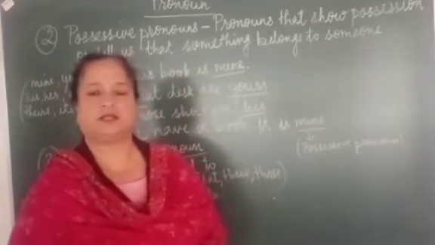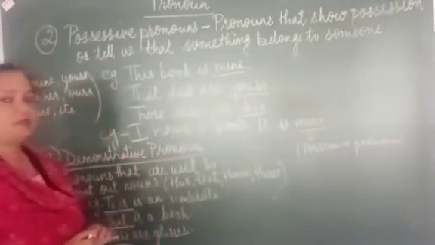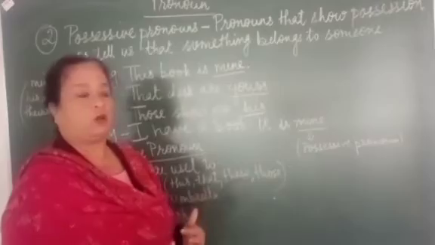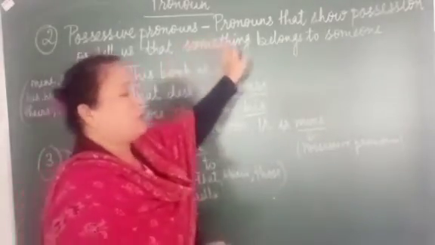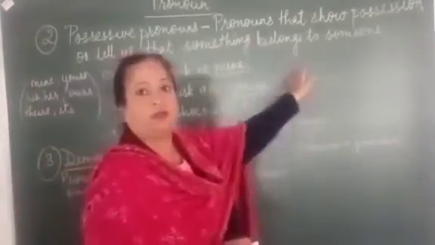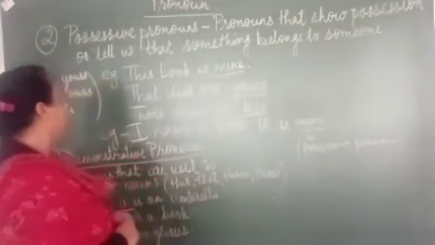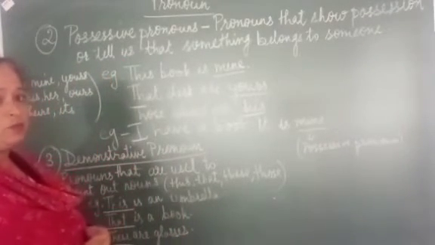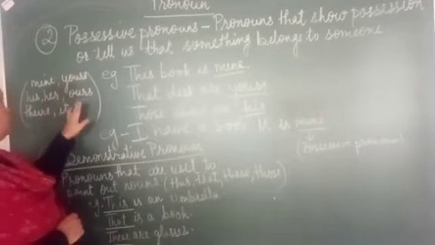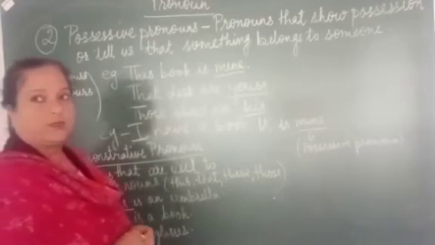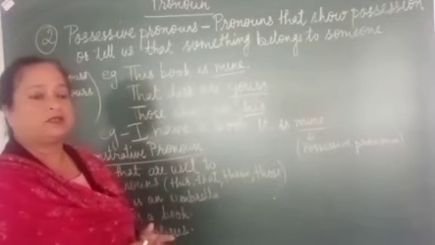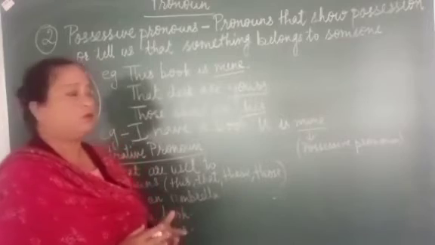Let us discuss the second type of pronoun, that is possessive pronoun. By the word possessive, we understand to possess, that it belongs. So what is a possessive pronoun? Pronouns that show possession or tell us that something belongs to someone are known as possessive pronouns. So what are the words that tell us about possessive pronouns? Mine, yours, his, hers, ours, theirs, its. These are some examples of words that tell us who the thing belongs to.